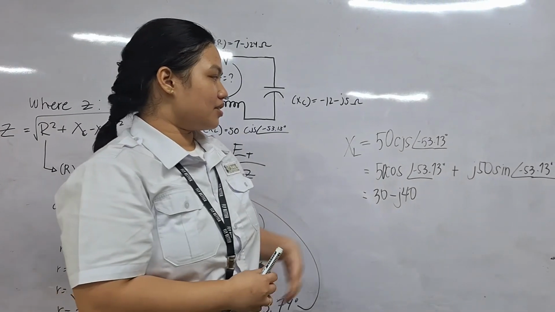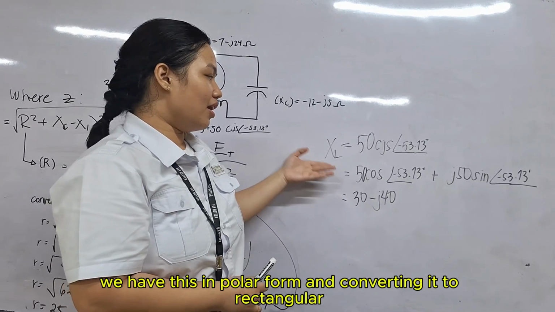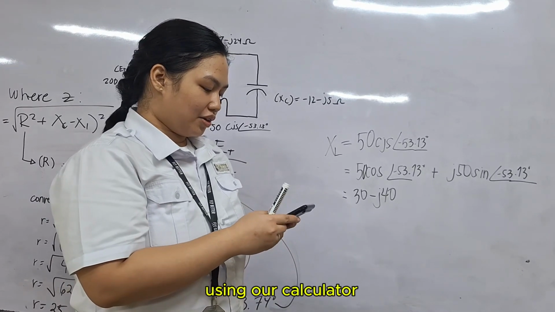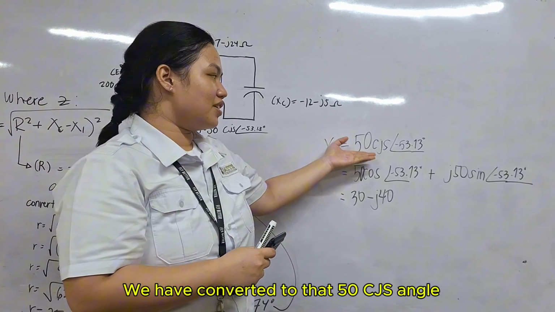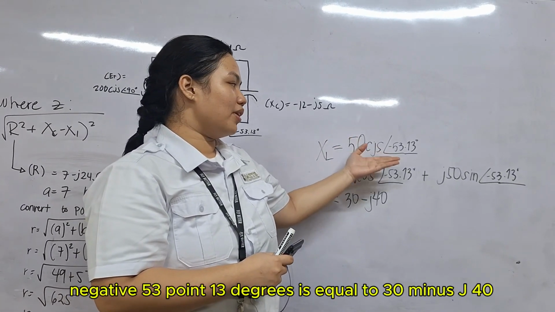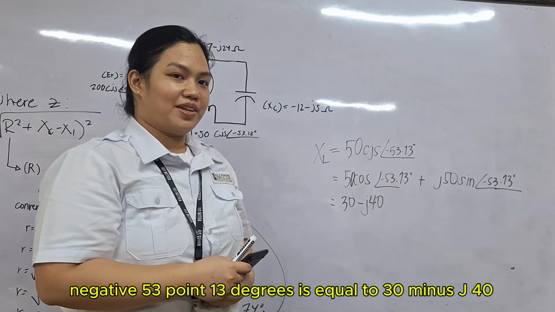Our inductance, we have this in polar form and we are converting it to rectangular. Using our calculator, we have converted 50 cis angle negative 53.13 degrees, which is equal to 30 minus j40.